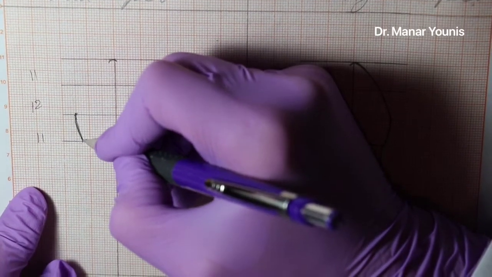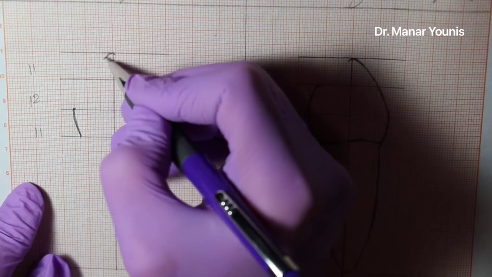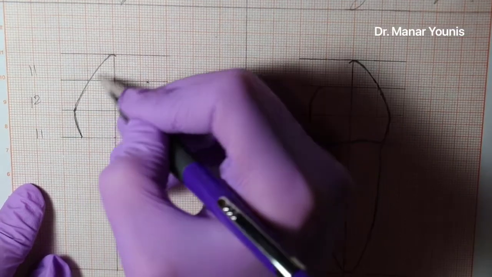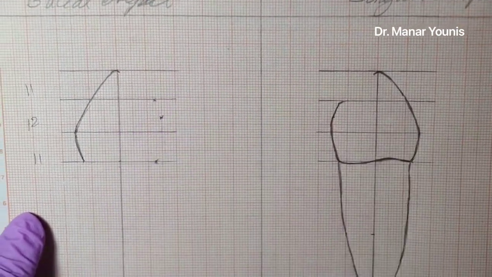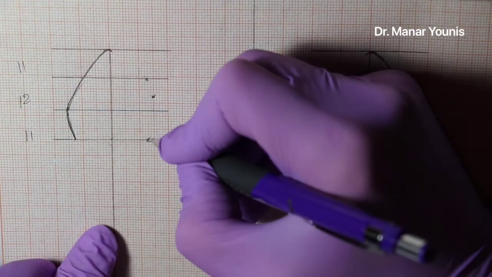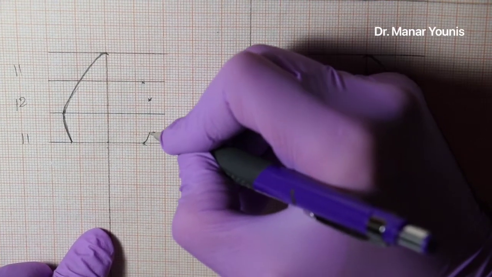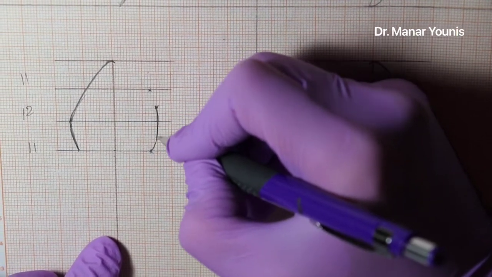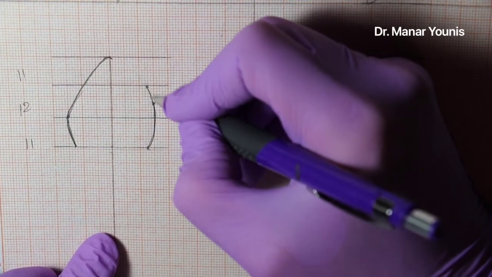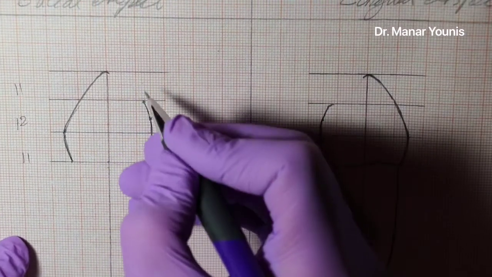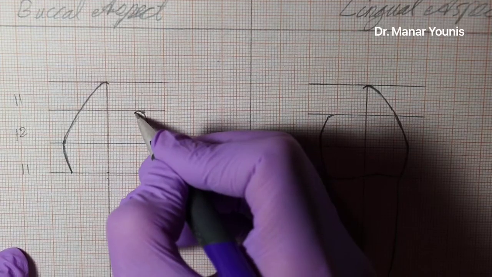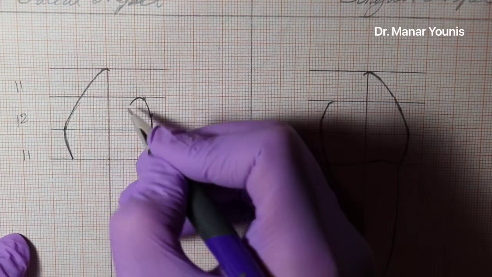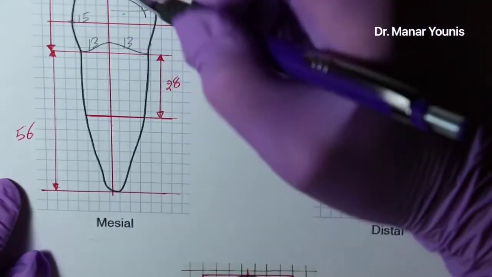The buccal outline is usually convex due to the presence of the prominent buccal ridge, while the lingual outline is usually less convex. Then I will draw the outline of the lingual cusp, or the cusp slope. Then the mesial marginal ridge.